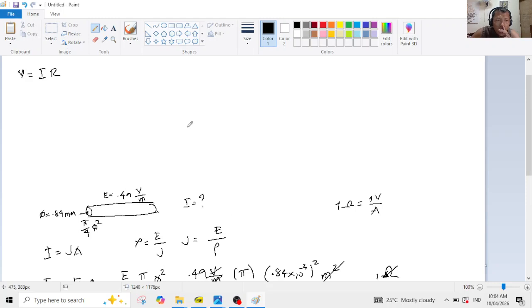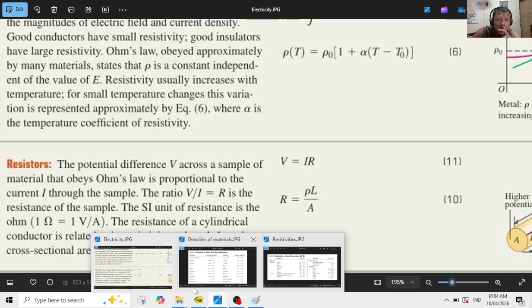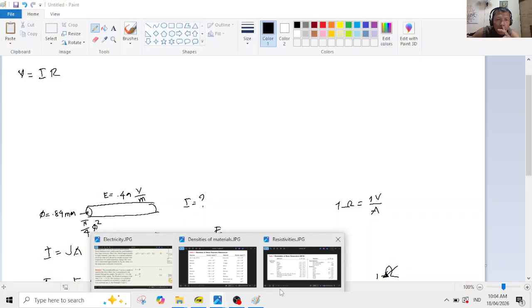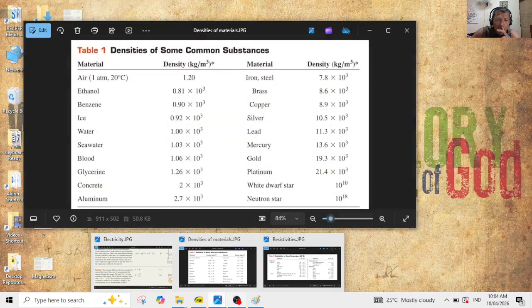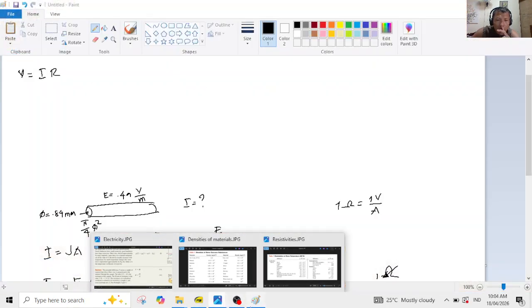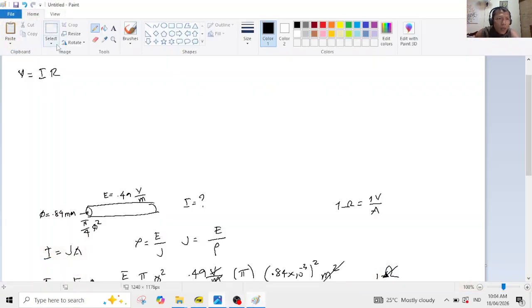And then, we need the resistance. The resistance is not given in the problem. Here, resistance is ρL over A. So that would be V equals I times ρL all over A. Of course, this is constant. We have the length, and we have the area. The length is already given, and we can get the area.